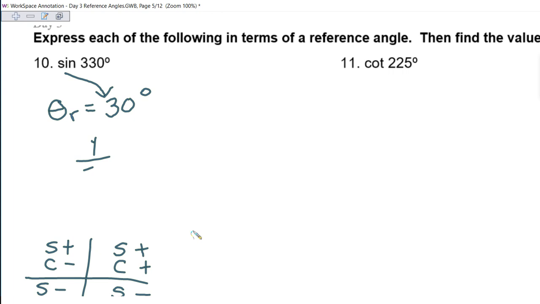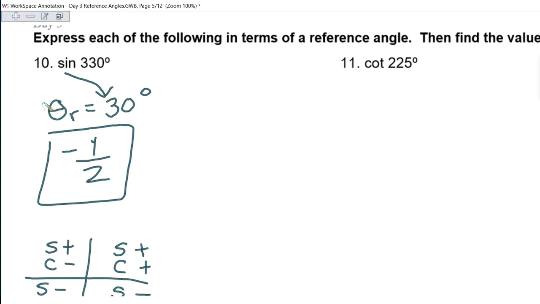Now, if I'm talking about 330 degrees, 330 degrees is in which quadrant? 4. 330 degrees would be down here. So for my answer, it's 1 half, but I have to decide, should it be a positive 1 half or a negative 1 half, and I determine that by looking at the quadrants. If I'm talking about sine in quadrant 4, should my answer be positive 1 half or negative 1 half? Negative 1 half.